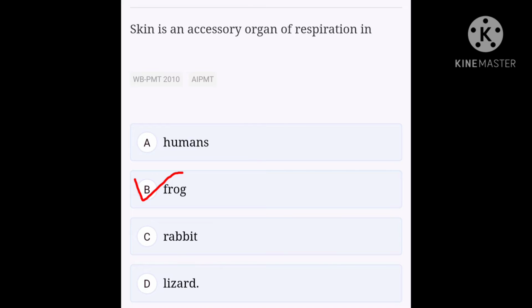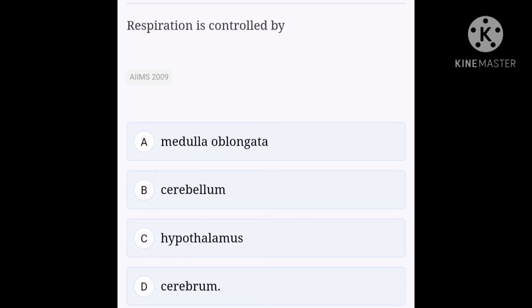Hope you guys are enjoying. Respiration is controlled by: option A, medulla oblongata; option B, cerebellum; option C, hypothalamus; option D, cerebrum. Option A, medulla oblongata, is the correct answer for this question, guys.